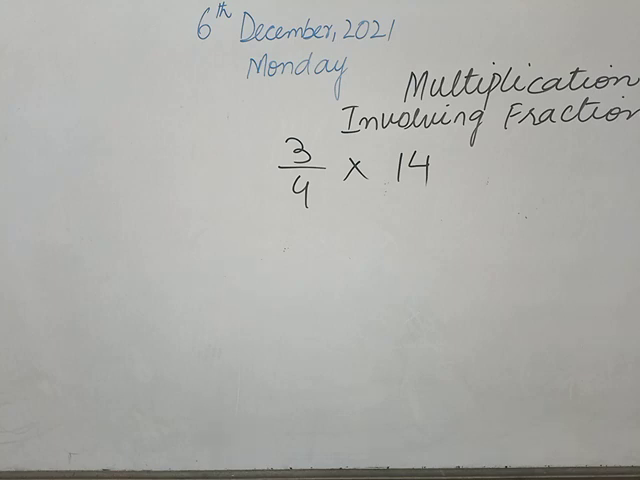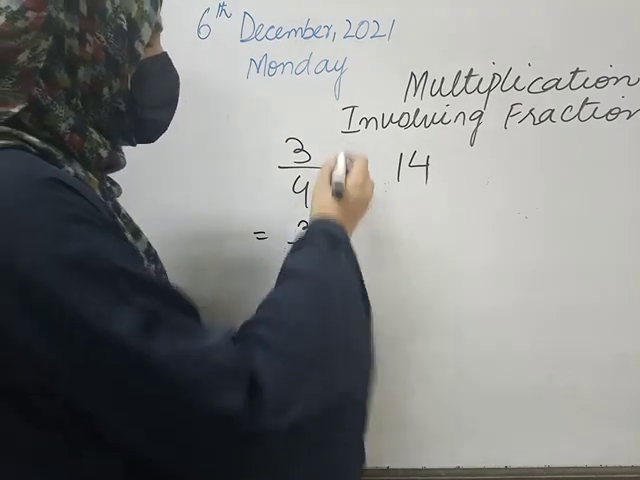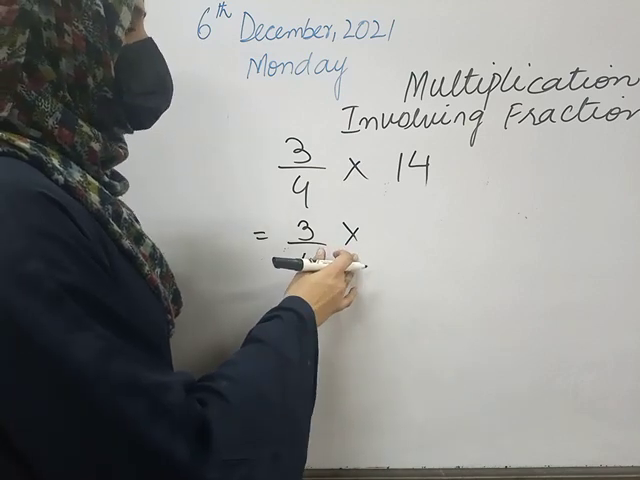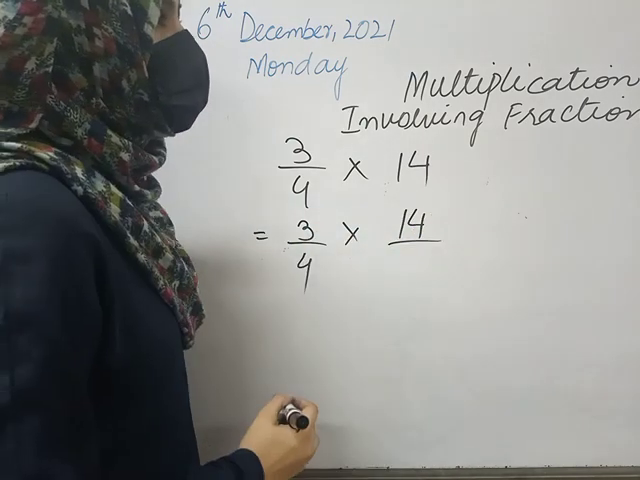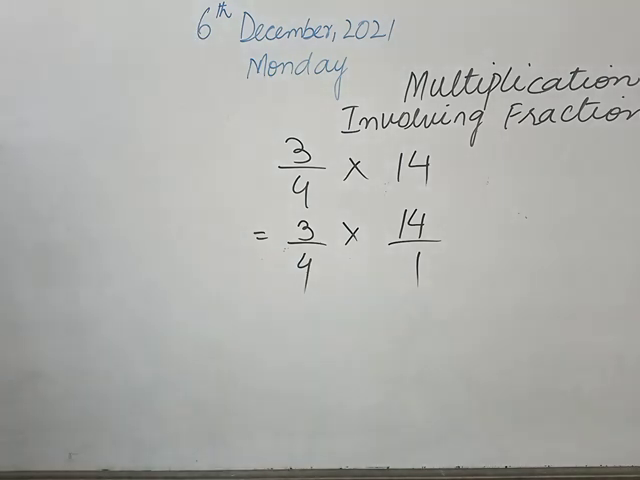Fine. Now in the next step I am going to write 3 by 4 as it is, which is the fraction part. Then there is a sign of multiplication, I will write it below here. Now we have a whole number. I will write 14 as it is and I will write 1 in the denominator. Now here we have two fractions and there is a sign of multiplication. So what would we do? We will simply multiply numerator with numerator and denominator with denominator.